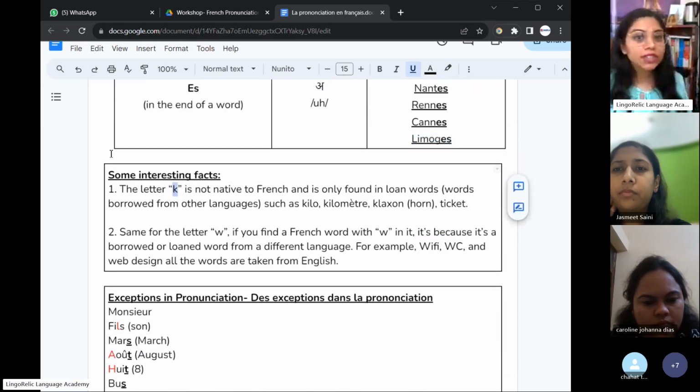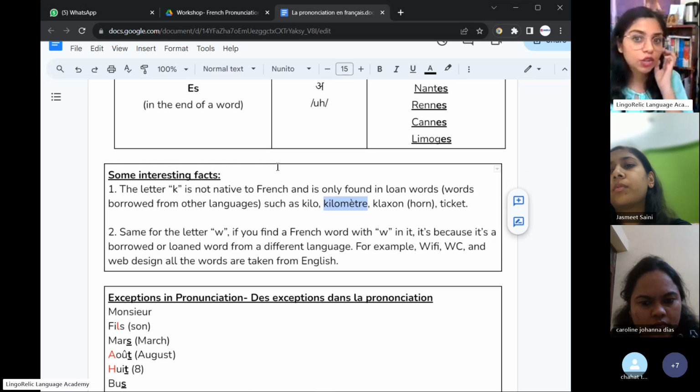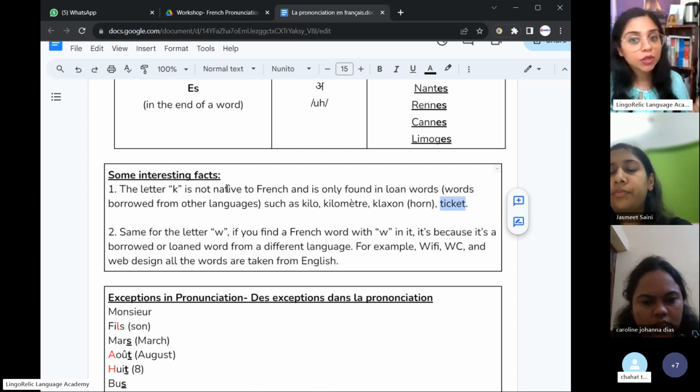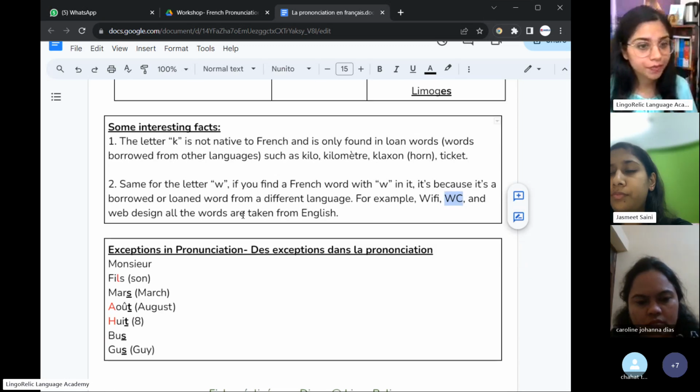You should know that the letter K is not native to French. The borrowed words in French have it, like kilo, kilometre, klaxon, that's a horn. So K is not from French origin; it comes from other languages. Similarly, if you find a W in a French word, it is again a borrowed word from a different language. For example, Wi-Fi, WC, that is a water closet, an English word, and web design. All these words are taken from English.